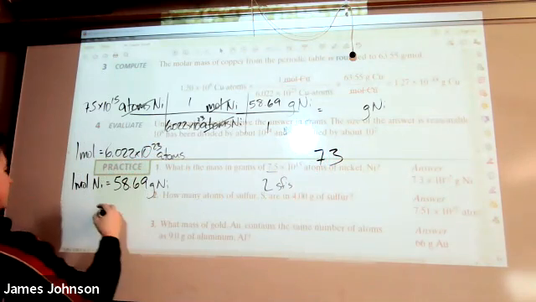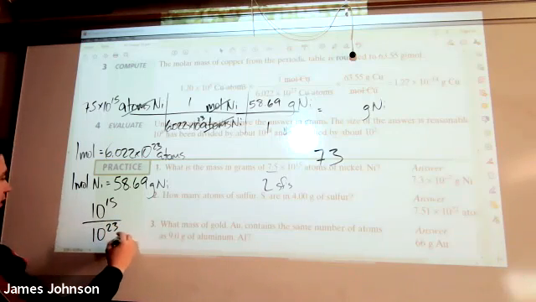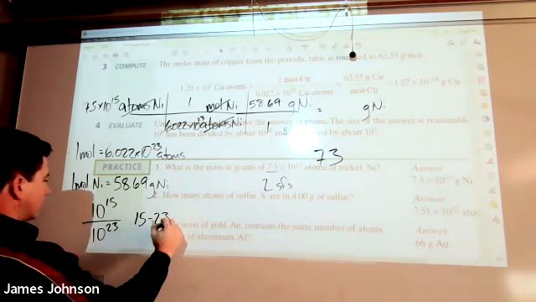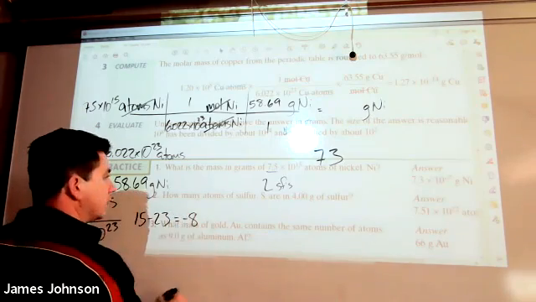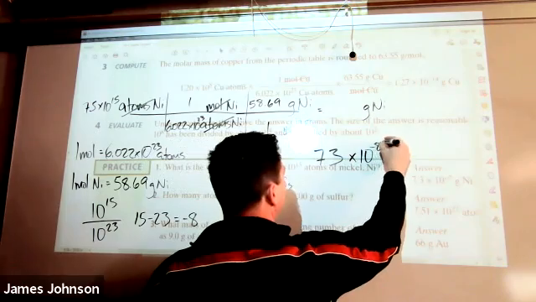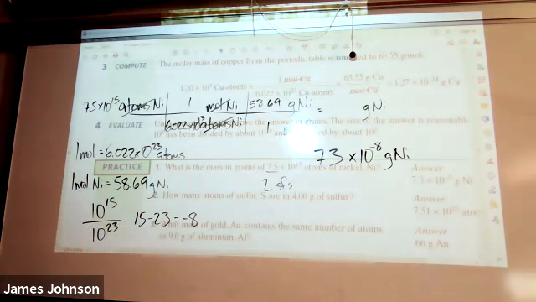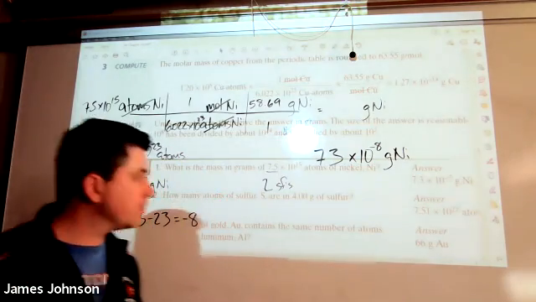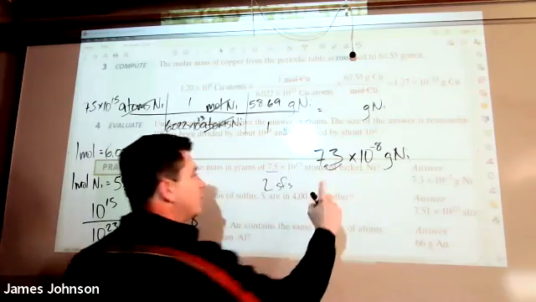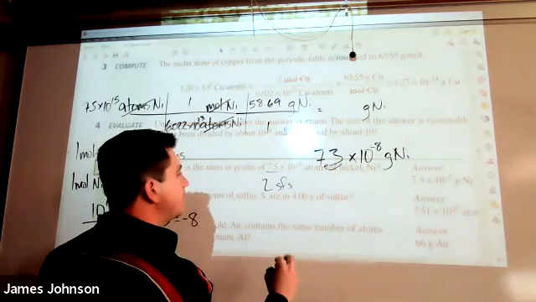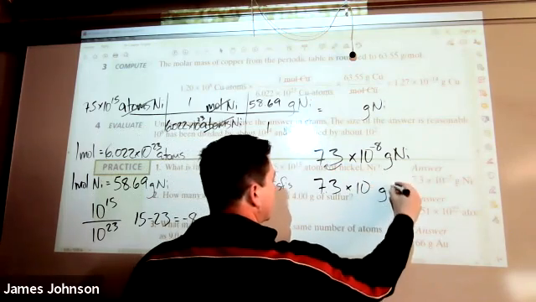All right, so I have a times 10 to the 15th divided by a times 10 to the 23rd. So that is to say 15 subtract 23. That's going to be -8. So that's 73 times 10 to the -8 grams of nickel. But we're not done yet because that is not in proper scientific notation. In order to be in proper scientific notation, I'd have to take the decimal and move it one place. Okay. So I'm going to end up with 7.3 times 10 to the something power grams of nickel.